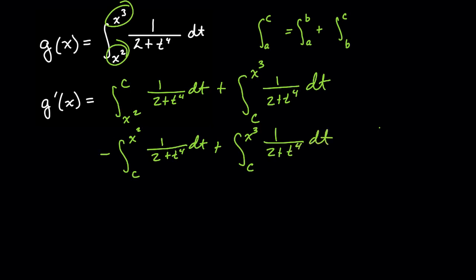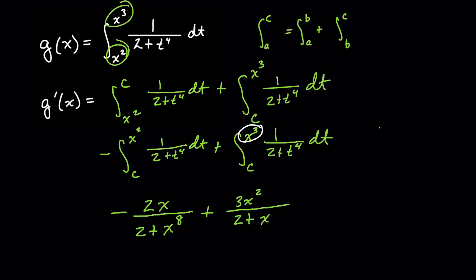And now we can evaluate by plugging x squared in. And we multiply by the derivative of x squared, which will give you 2x. Plugging x squared into t is going to give us x to the 8th in our denominator. And then over here, the derivative of x cubed is 3x squared over 2 plus x cubed raised to the 4th power, which is x to the 12th power.